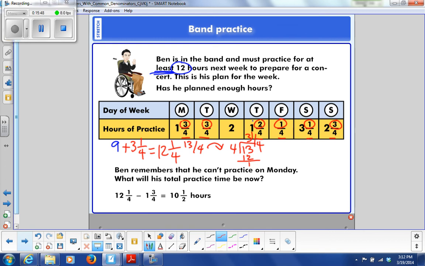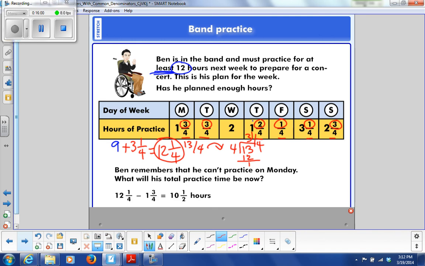Okay. Now I have another part of the problem. Now Ben remembers that he can't practice on Mondays. What will his total practice time be now? So remember, I have this. No, you already saw it. Darn it. Okay, so this is what they did. So remember, I have my total here. So 12 and 1/4 minus 1 and 3/4 is going to equal 10 and 1/2 hours.